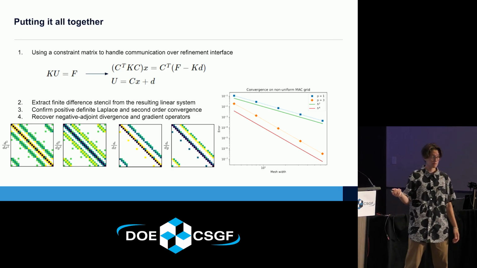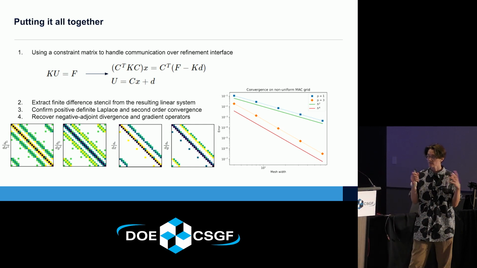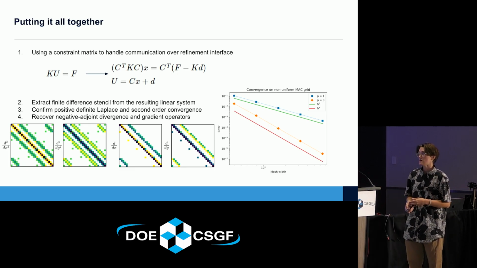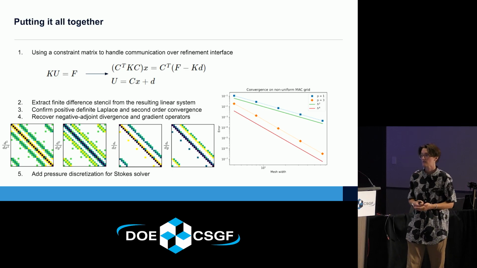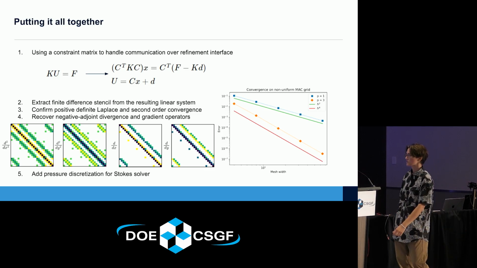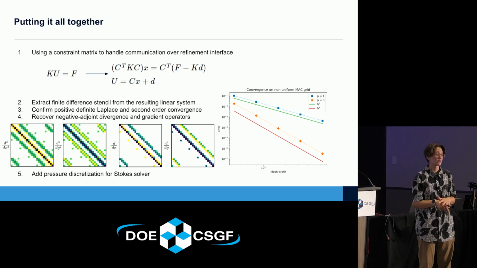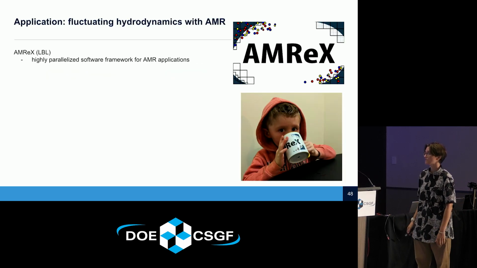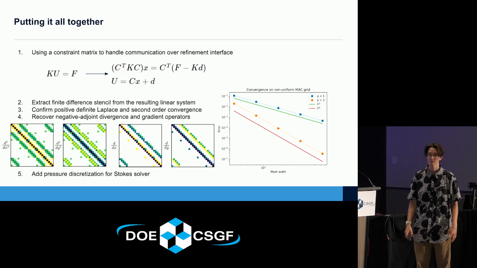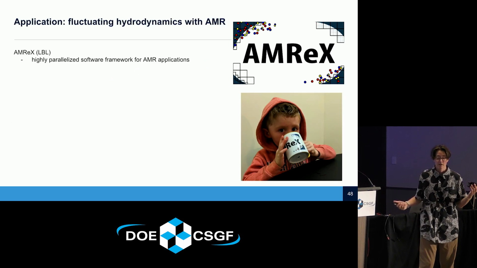Then from there, in order to implement this with fluctuating hydrodynamics, we need to recover the square root of this Laplace operator. We reverse engineer these negative adjoint divergence and gradient operators. And then we also need to add in the pressure discretization for the Stokes solver, which you have to be a little careful with to make sure you don't lose stability. But all of these things happen a little more naturally because now we're operating in this finite difference framework. That's where we're at. We've got this working in a Stokes solver that I wrote myself, and now I'm working to try it out on some large codes.